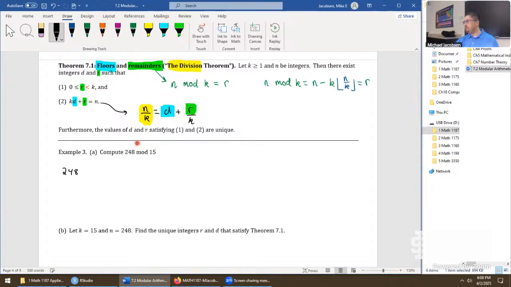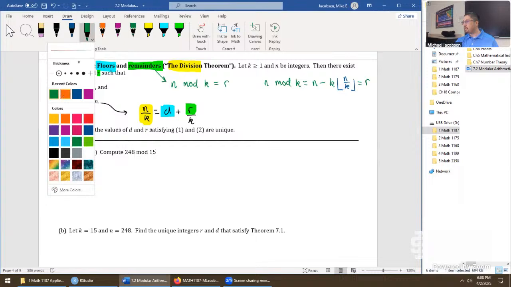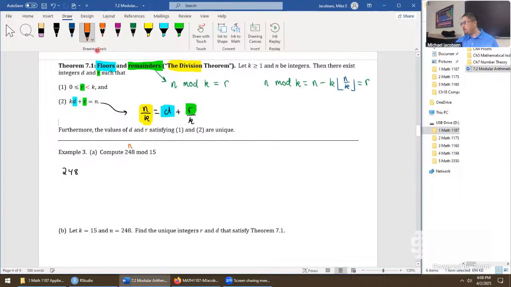And maybe before we get too far, when we look into this and we see we have a k value and an n value, and we're plugging it back into the theorem, it might not be a bad idea to write some extra information even above this. 248 mod 15 is really just asking us to do n mod k. So I've assigned n 248, k 15, and we'll keep that tracked through our mind as we run through this whole problem. So do 248 mod 15.